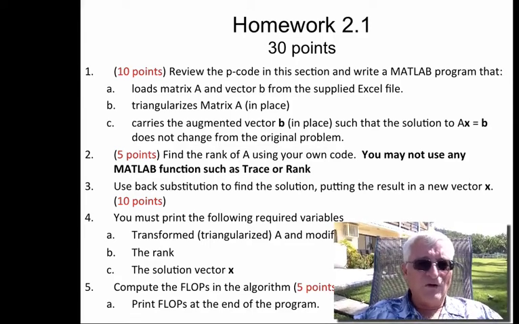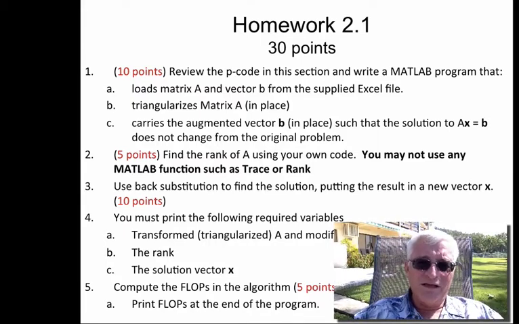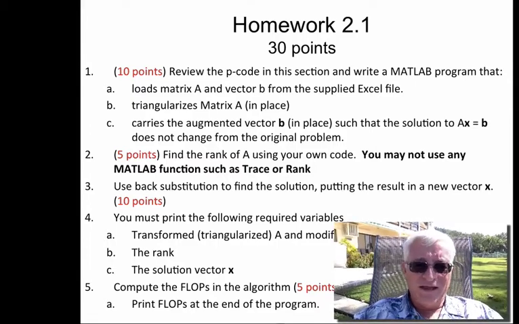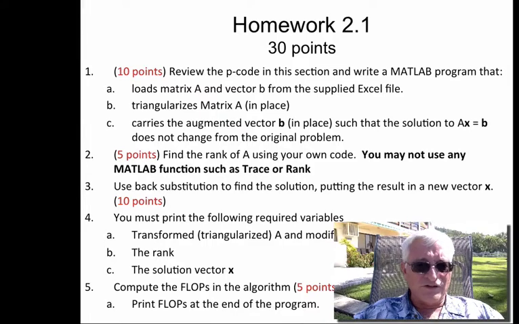Okay? And then finally in 1C, you're going to be carrying along vector B in place in such a manner that you're going to solve the equation AX equals B. Now, the way we would have done it in Section 2.0 is you would have literally taken vector B and augmented it to the right of matrix A, giving it one additional column on the right. You're not going to do that here. You have to leave A alone and you leave B alone, but both A and B will change as you work through the elementary row operations. So that takes care of 10 points on problem 1.